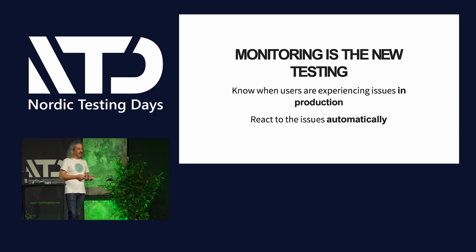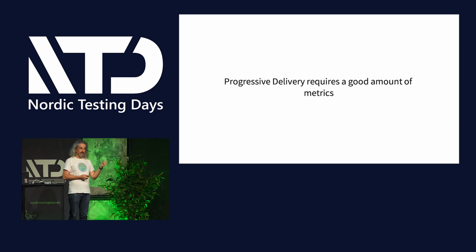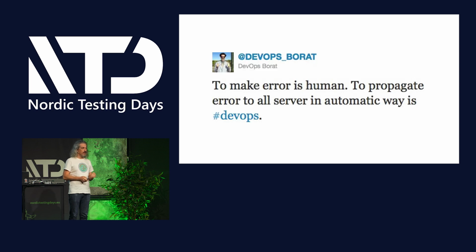I like to say that monitoring is the new testing, in the sense that you know when users are experiencing issues in production, and you can react with the monitoring, you can react to the issues automatically. You have some metrics, you can act on those metrics, you can have rules that act on those metrics. And yeah, progressive delivery requires a good amount of metrics for this reason.